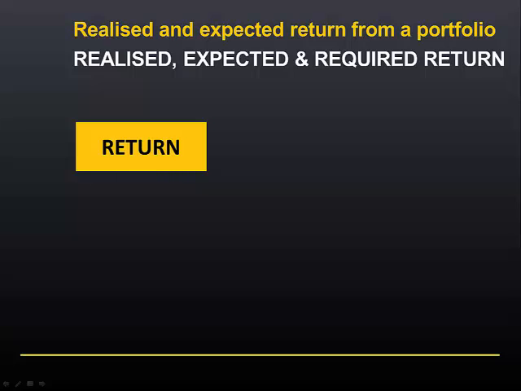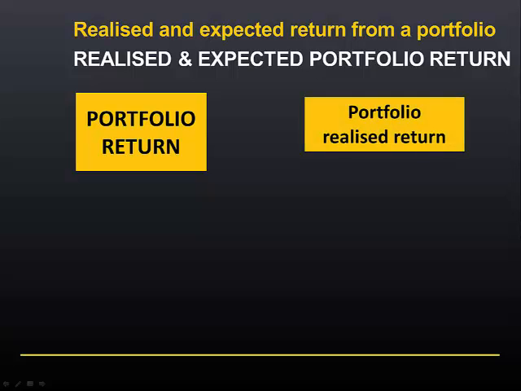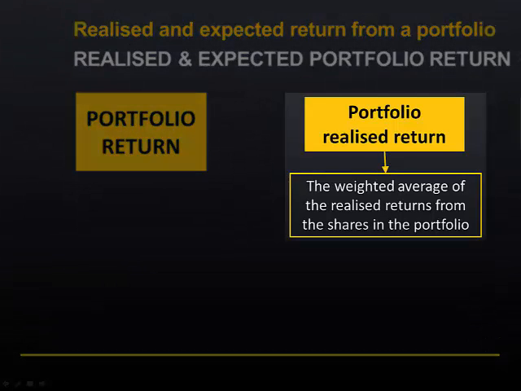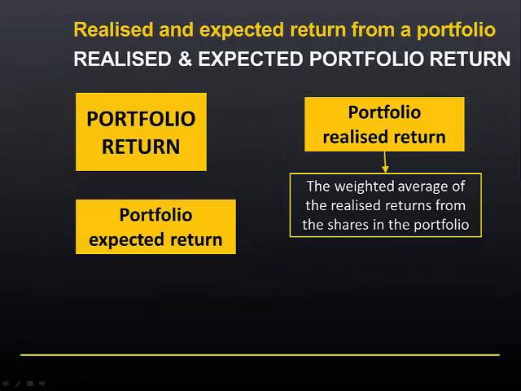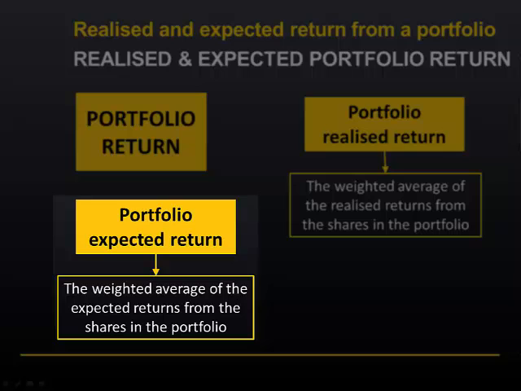A portfolio is simply an investment that comprises two or more different shares, or two or more different financial assets. The realized return and expected return from a portfolio are calculated in a very similar way. The realized return from a portfolio is the weighted average of the realized returns from the shares in the portfolio, and the expected return from a portfolio is equal to the weighted average of the expected returns from the shares in the portfolio.